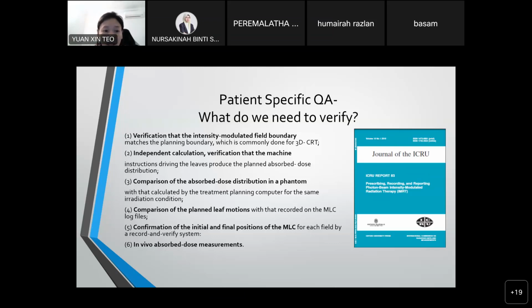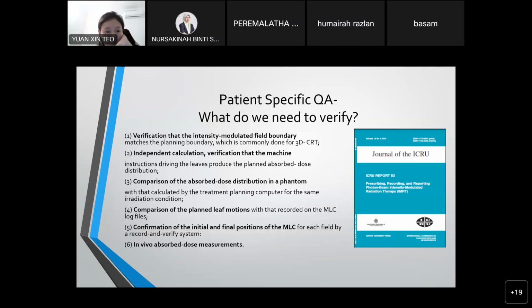Okay, then comparison of the plan leaf motions with that recorded in the MLC log file. So this is what I said just now, the MLC leaf motions. For some machines we can generate an MLC log file from the machine, but some can't. Normally, if you can't, we will use a 2D technique, which means we will shoot all the beams on a film, and only then compare with a fluence map. This one later I'll show you an example.